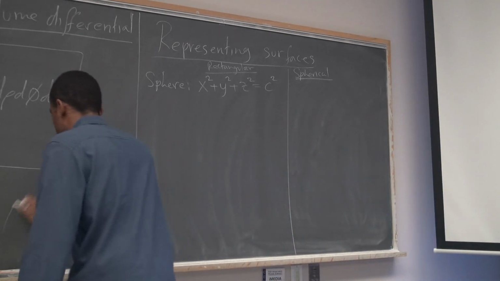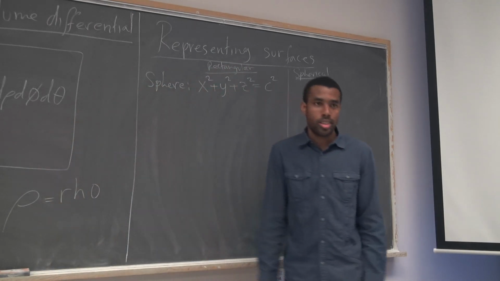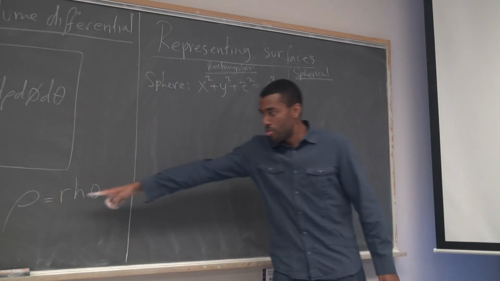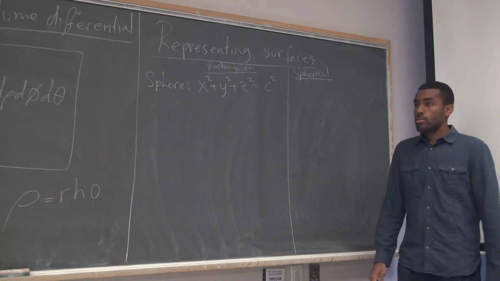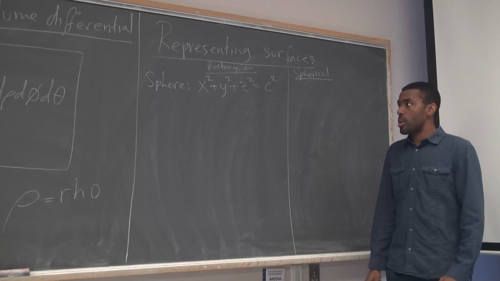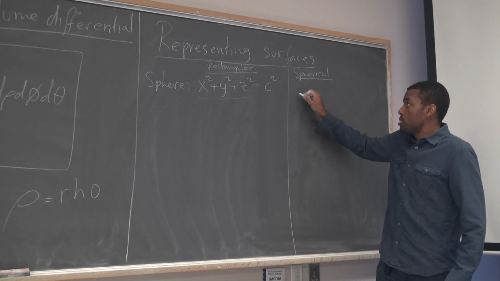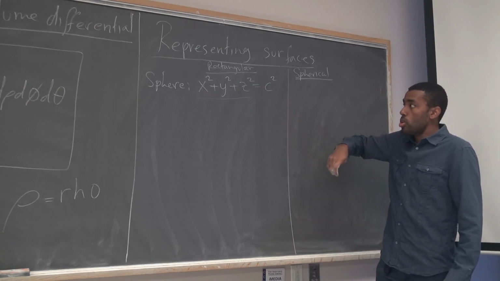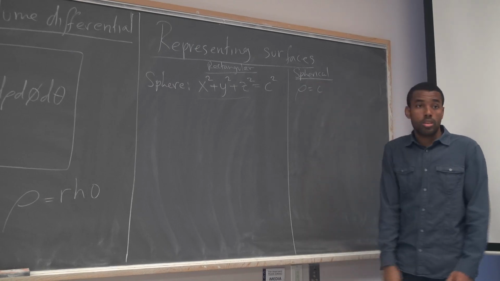It's not a p. This is rho, the Greek letter. It's actually the same variable we used for density before. Yeah, again, you're thinking too hard. x squared plus y squared plus z squared is rho squared. So this just means rho squared equals c squared. Rho is a distance, so it's always positive. So essentially, this just becomes rho equals c.